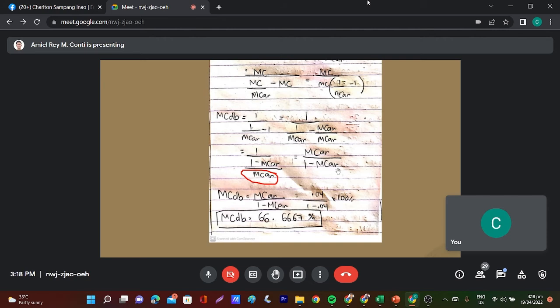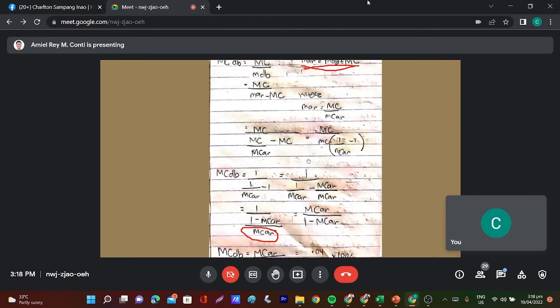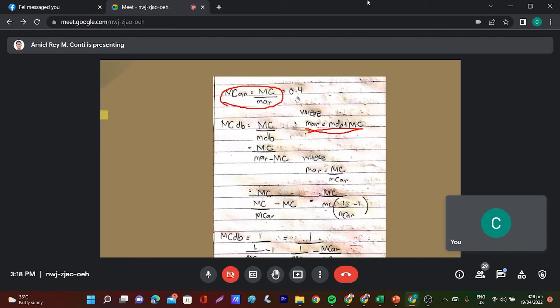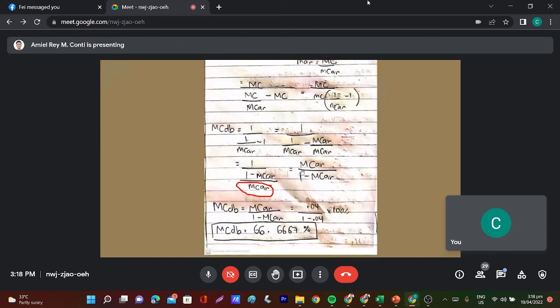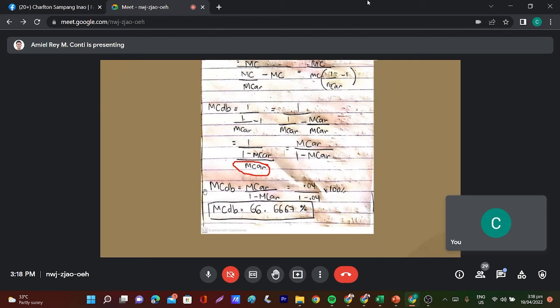Ngayon, dito equal yung moisture content dry basis. Ngayon, may value tayo ng moisture content as received, which is 0.04. Pwede natin i-substitute, ipasok yung 0.04 para to get the moisture content dry basis equal, so 0.04 over 1 minus 0.04 times 100% equal po siya sa 4.1667%. Nakuha na po natin yung moisture content dry basis.